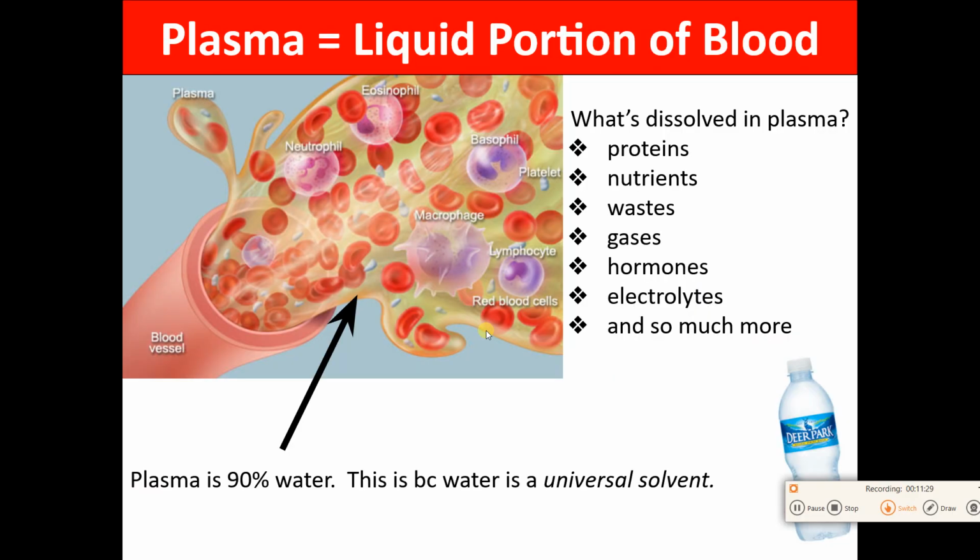And let's talk about plasma. Then we'll knock out those white blood cells. I'm anxious to get to the white blood cells, maybe you can tell. But let's do the plasma. Plasma is the liquid portion of blood. It is 90% water. This is great because water is known as a universal solvent. So think back to your chemistry class. If you're a solvent, that means something is dissolving into you. A universal solvent means you're really good at having stuff dissolve into you. And what kind of things are dissolved in plasma? Well, there are proteins, nutrients, wastes, gases, hormones, electrolytes, and a lot more.